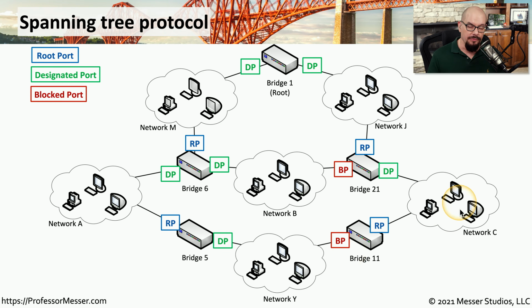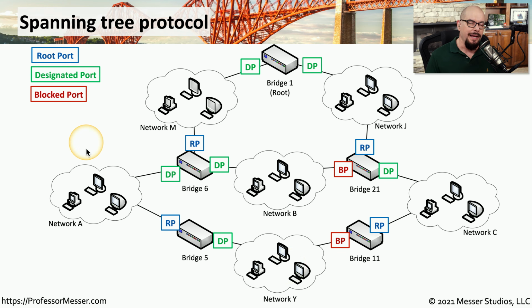You can see on this network, for example, on network C, if network C wanted to communicate to network Y, it would not be able to pass through bridge 11 because that would create a loop. Instead, one of those interfaces on bridge 11 has been blocked, and if network C wants to communicate to network Y, it has to go through bridge 21, bridge 1, bridge 6, bridge 5, finally down to network Y.